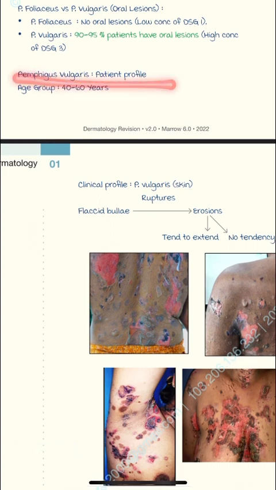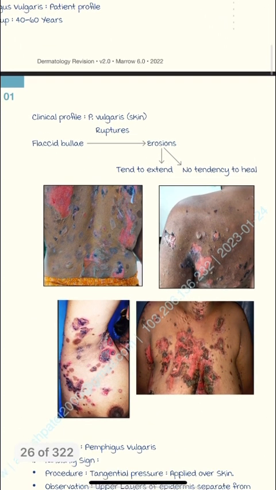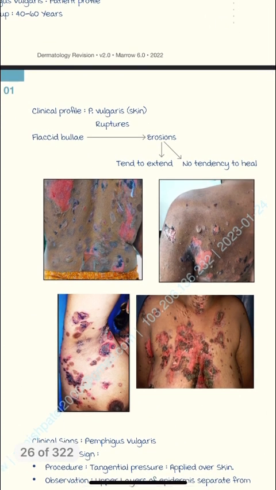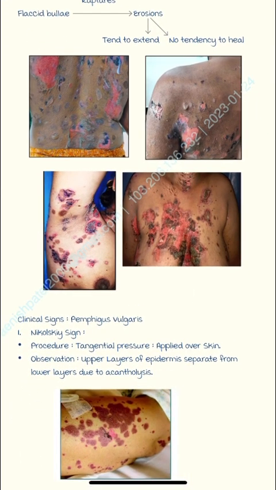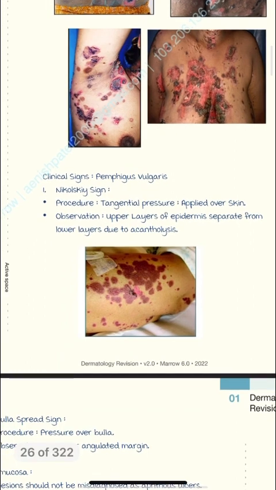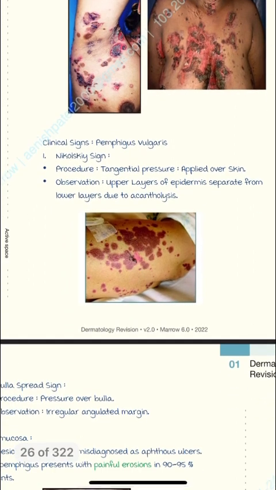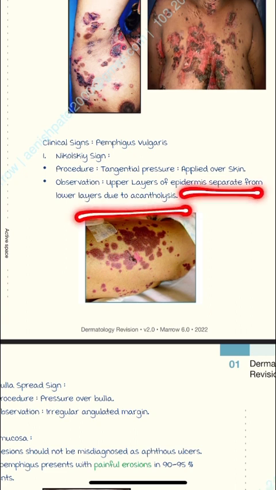Pemphigus vulgaris occurs in the age group of 40 to 60 years. Here, the flaccid bulla ruptures and erosion occurs, which tends to extend and has no tendency to heal. Clinical signs: Nikolsky sign. Here, tangential pressure is applied over the skin, because of which the upper layers of the epidermis separate from the lower layers due to acantholysis.